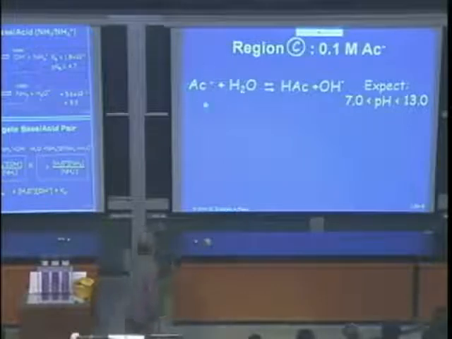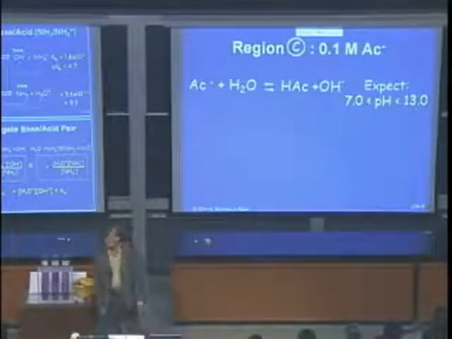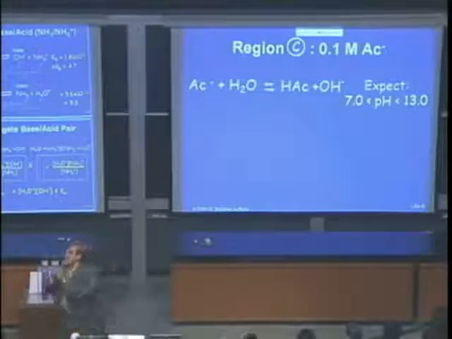How much acetate did we have? If it was 0.1 molar sodium acetate, it's totally dissociated. What's the concentration of the acetate ion at this point?